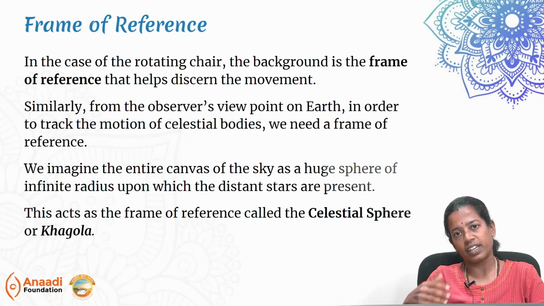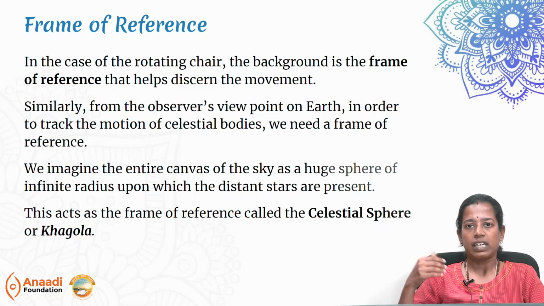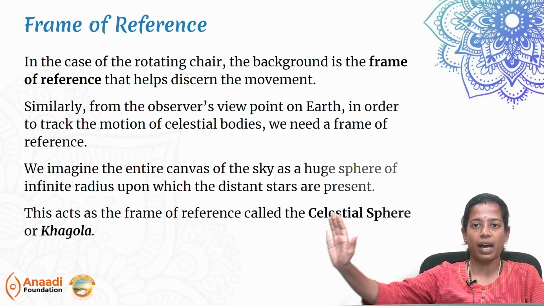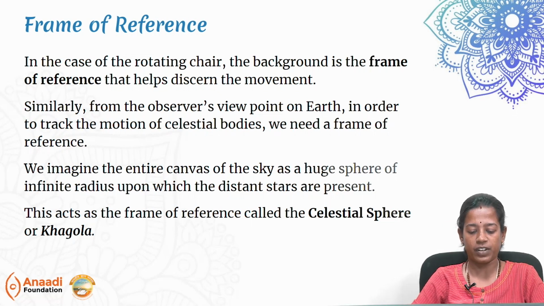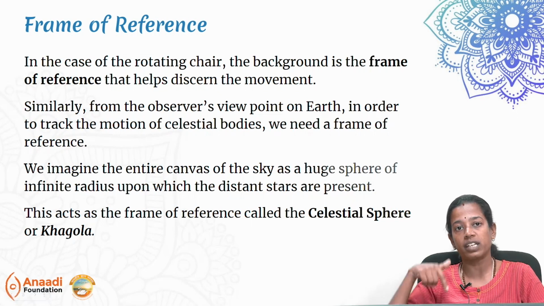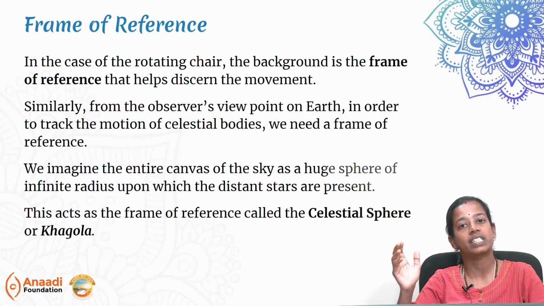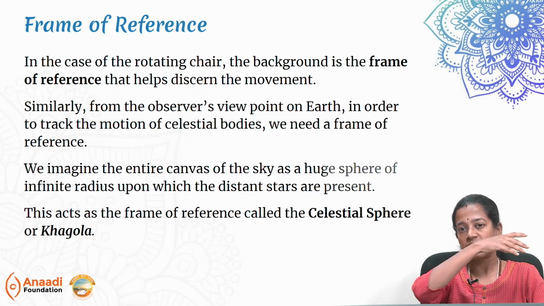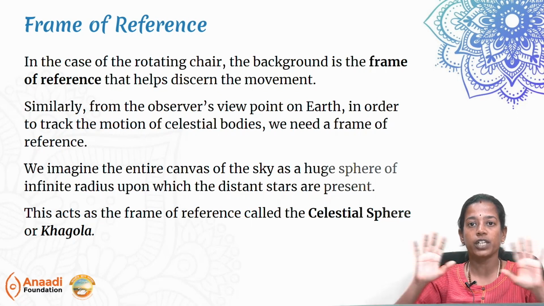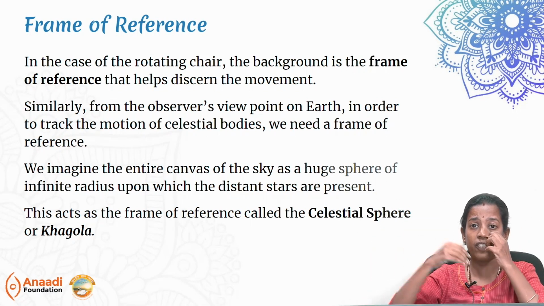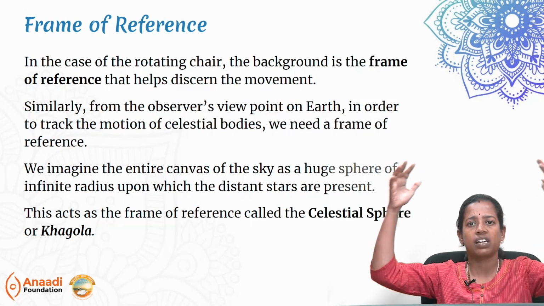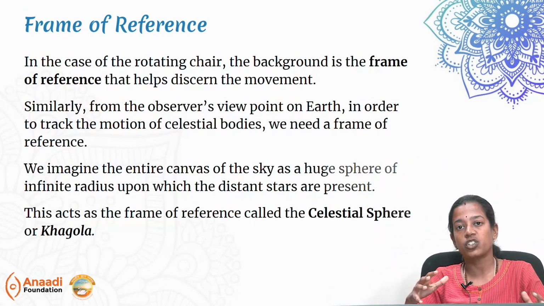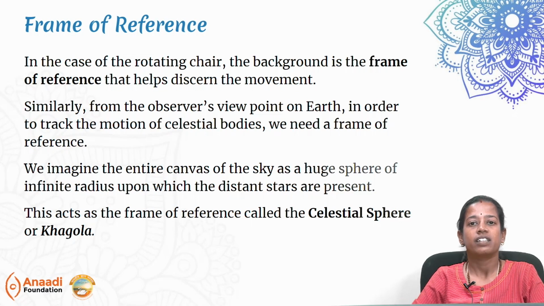We have already understood what a frame of reference is, especially in the analogy of this rotating chair. The background that we see is the frame of reference. Similarly, from the observer's point of view on the earth, in order to track the motion of the celestial bodies, we will need a frame of reference. So, when we imagine this sky as the huge canvas, we will project a huge sphere of infinite radius in which the distant stars are also present. Such a huge celestial sphere, which can be used as a frame of reference, is called Khagola.